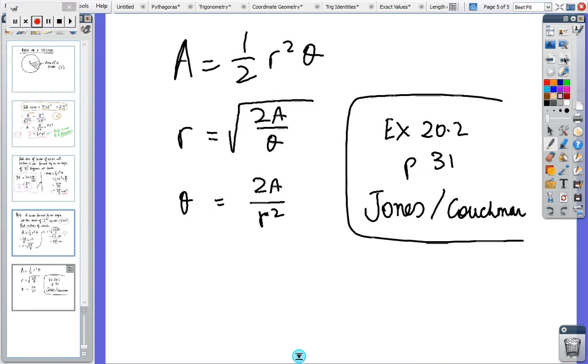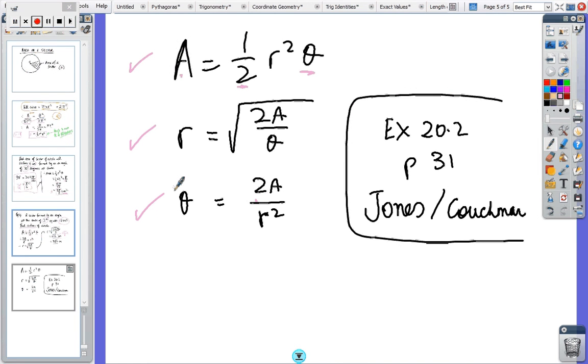So just in case you like to have some conversions, the main formula is A equals half r squared theta, but as I just did, I can manipulate r to the front, and if I want to have theta on the front, then I double to get rid of the half, so the double comes up to here, so it becomes 2A, and then divide by r squared, so that's the third formula.